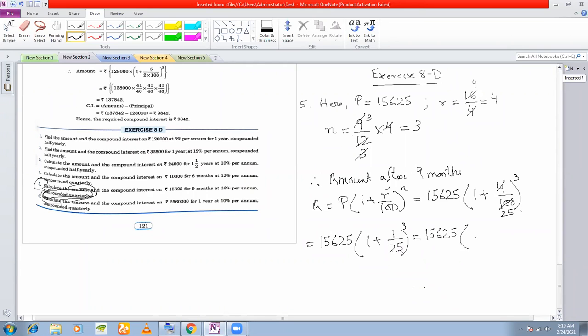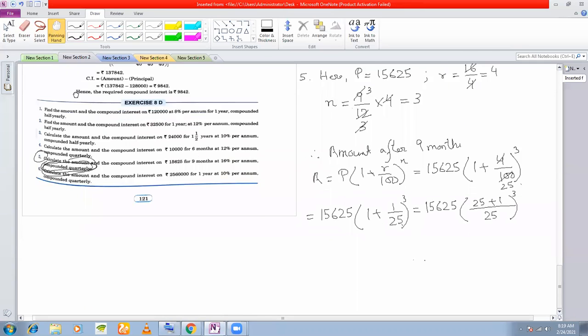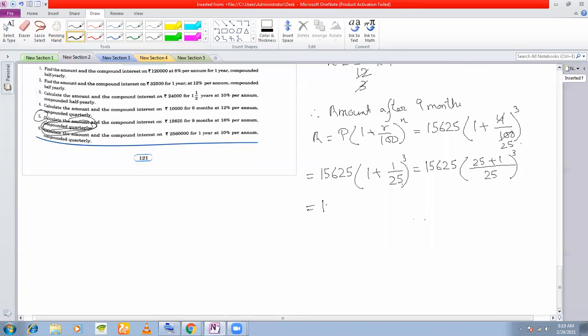So this is 15,625, and now you can take the LCM within the cube. So 25, and you get 25 plus 1 cube. This is 15,625 into 25 plus 1 is 26 divided by 25 whole cube. So this is 15,625 into 26 by 25 into 26 by 25 into 26 by 25, because the power is 3. So that is why we write it thrice.